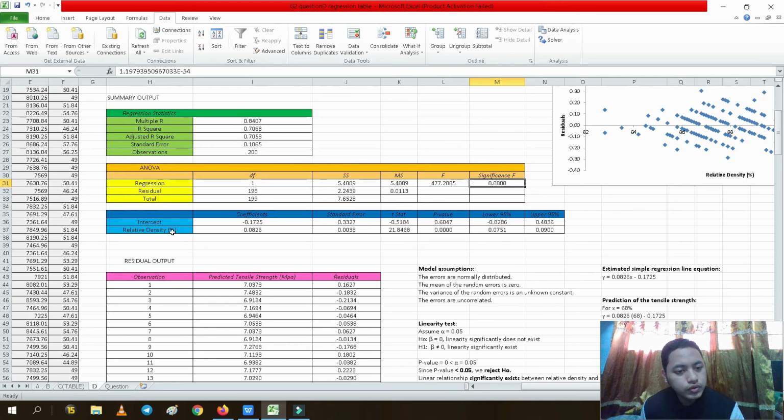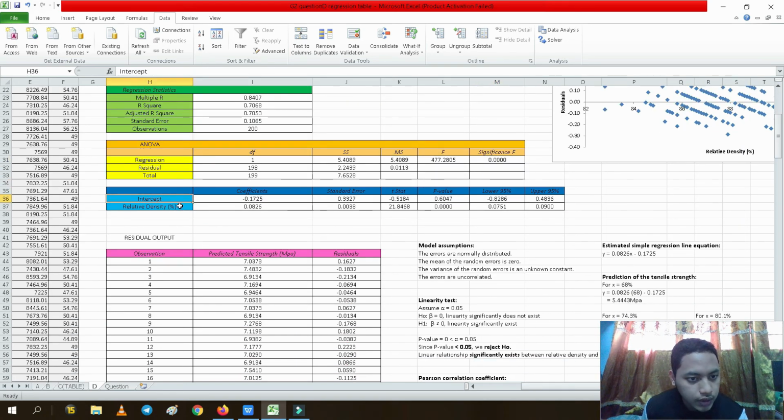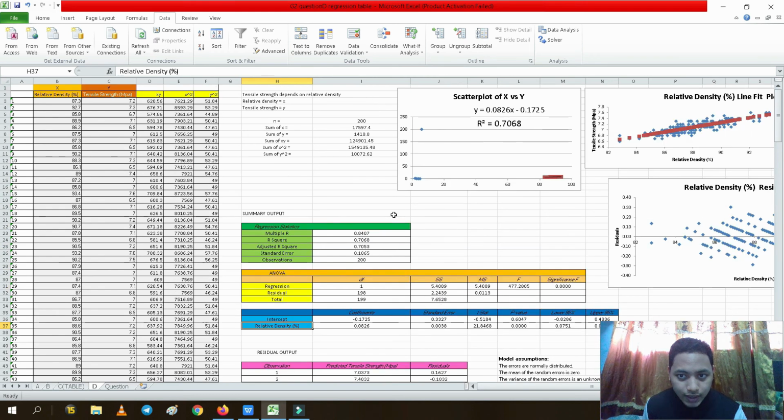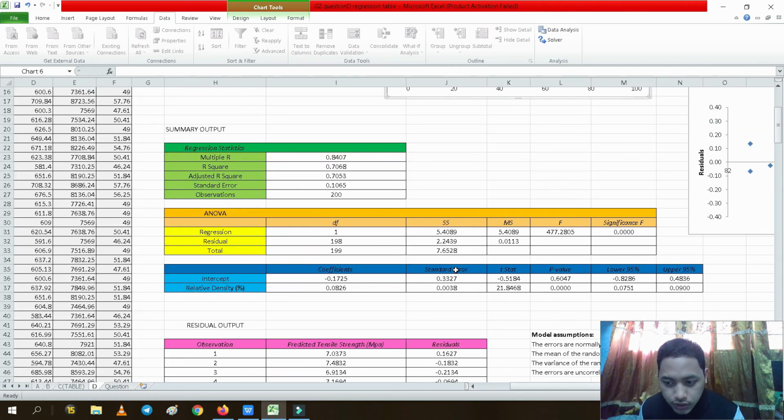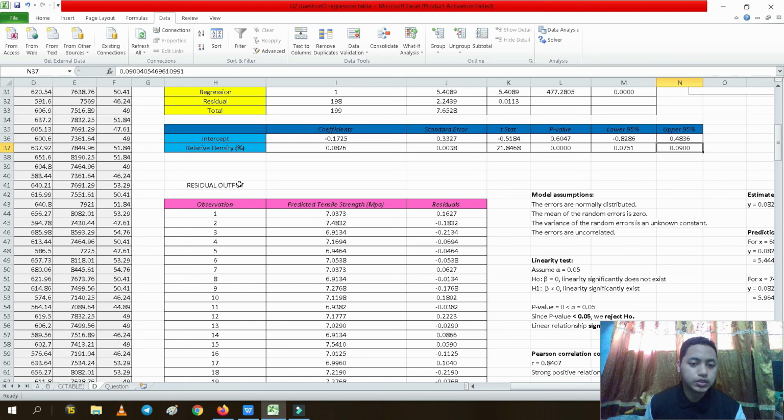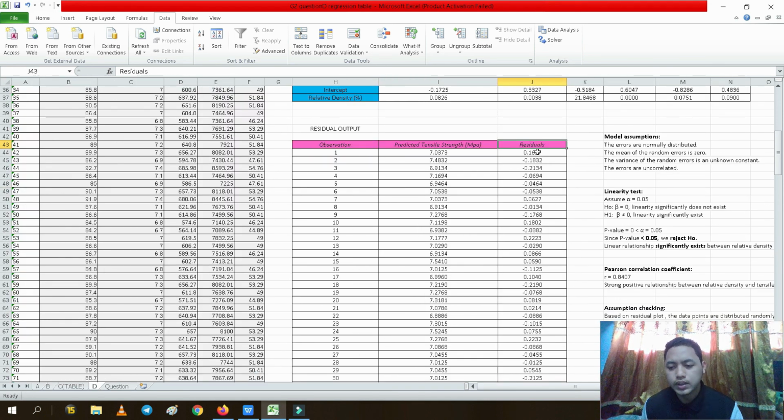Then we move to the next table, which has the intercept and the relative density. The coefficients are negative 0.1725 and 0.0826. In this part we can see the equation from before. From this we can build the equation, and we have the standard error, the t statistic, and the p-value, with the lower and upper 95%. Let's see the residual output. This is the residual, which means the error from this data.